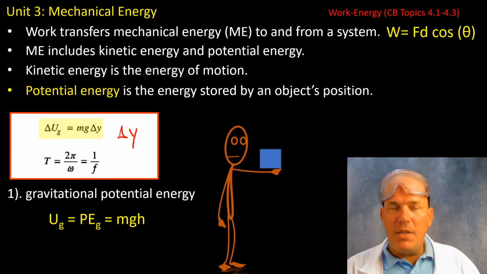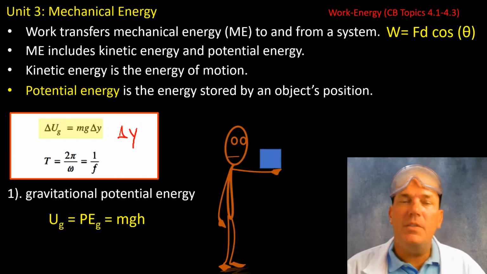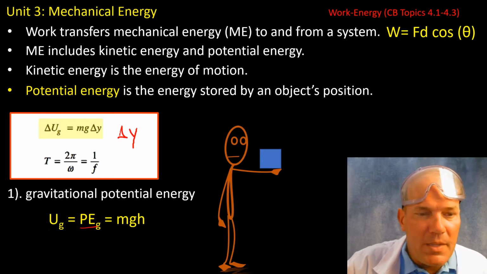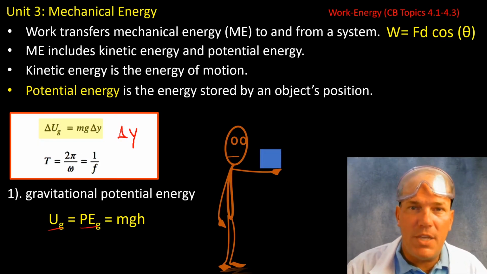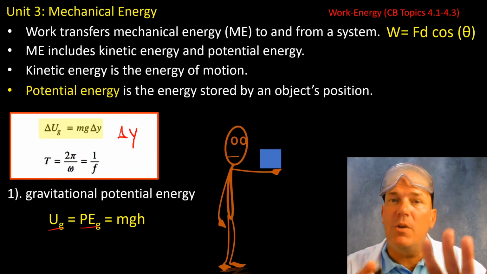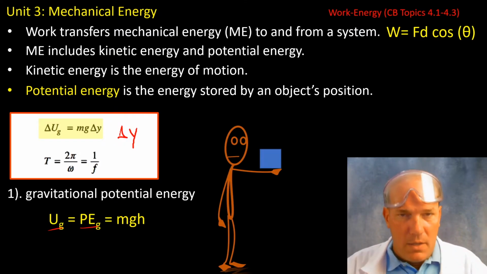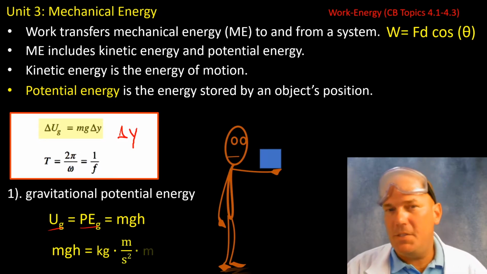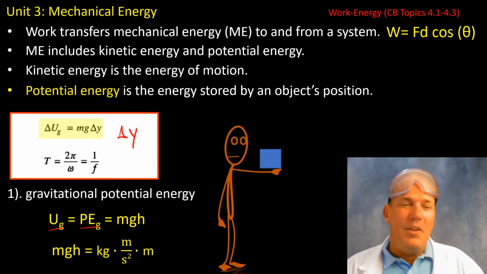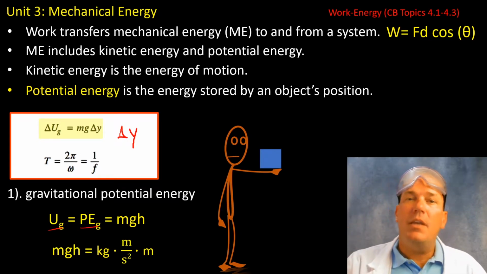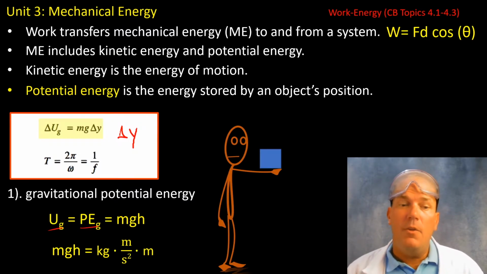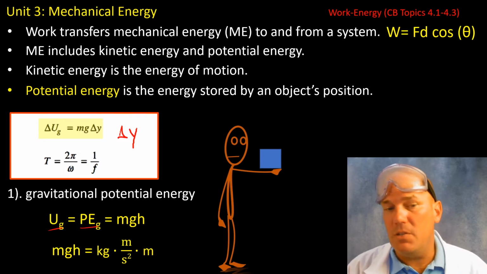So I wanted you to get a look at that and the differences between them, because I will put both of these, I use them interchangeably. I want my students to be aware of both. So there you go. Now, mass, gravity, height. Let's look at the units. Again, mass, kilograms, acceleration due to gravity, meters per second squared, and then we have height in meters.